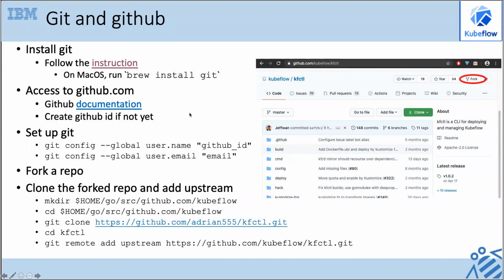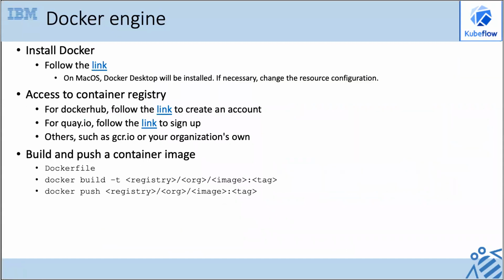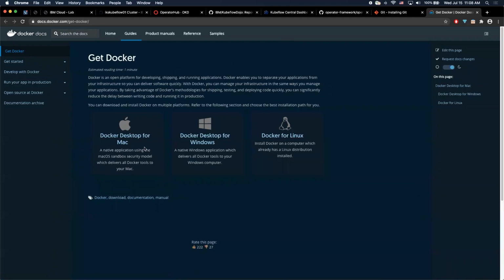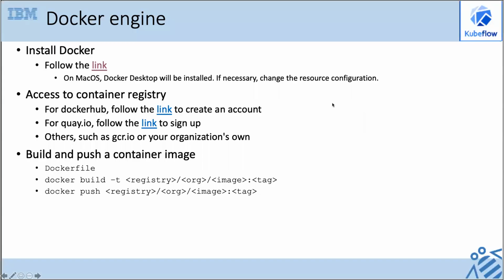So this is about Git and GitHub, and the next one is about the Docker engine, right? So for installing Docker, you also have a link. You can go there to install Docker for Mac OS, for Windows, and for Linux. Just click on it and follow all the instructions, which are very clear there. And of course, on Mac OS, the Docker desktop will be installed.